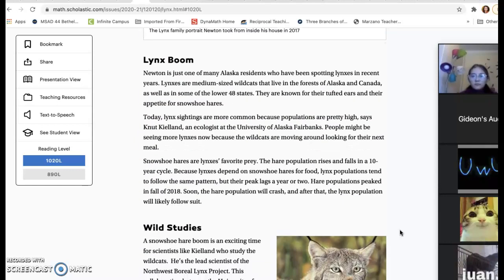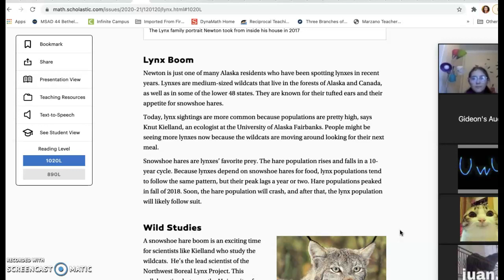Newton is just one of many Alaska residents who have been spotting lynxes in recent years. Lynxes are medium-sized wildcats that live in the forests of Alaska and Canada, as well as in some of the lower 48 states. They're known for their tufted ears and their appetite for snowshoe hares. Today, lynx sightings are more common because populations are pretty high, says Knut Keeland, an ecologist at the University of Alaska Fairbanks. People might be seeing more lynxes now because the wildcats are moving around looking for their next meal.